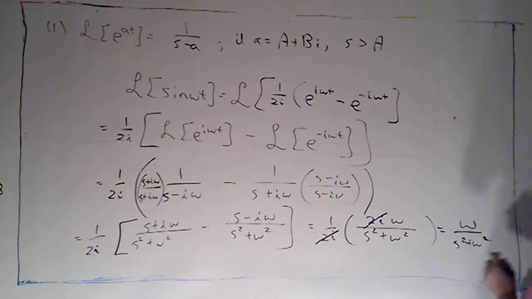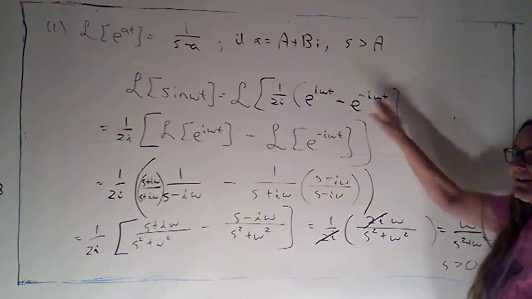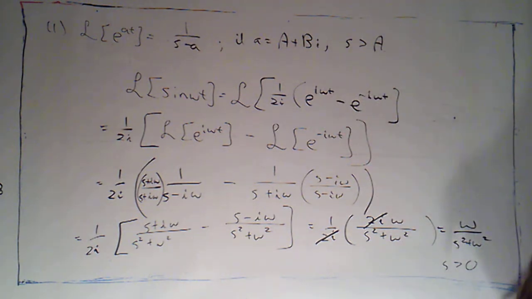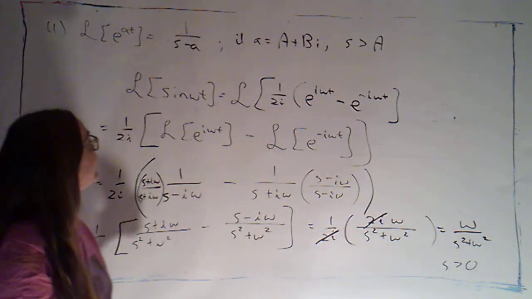And remember, the rule was that s had to be bigger than the real part of i omega and negative i omega, which is just 0. And of course, I could do the same thing with the Laplace transform for cosine of omega t.